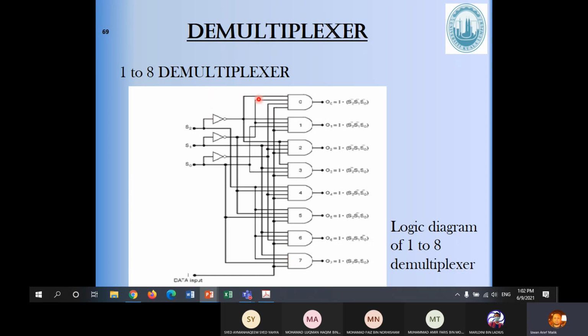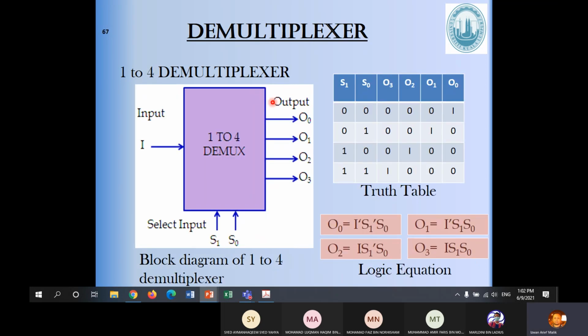Kalau block diagram sama je. Macam ni. You tambah je output jadi 8. Selector dia jadi 3. Truth table, you boleh buat sendirilah. 0, 0, 0 sampai 1, 1, 1. Dia punya output akan jadi bentuk macam ni lah. Tangga menaik.